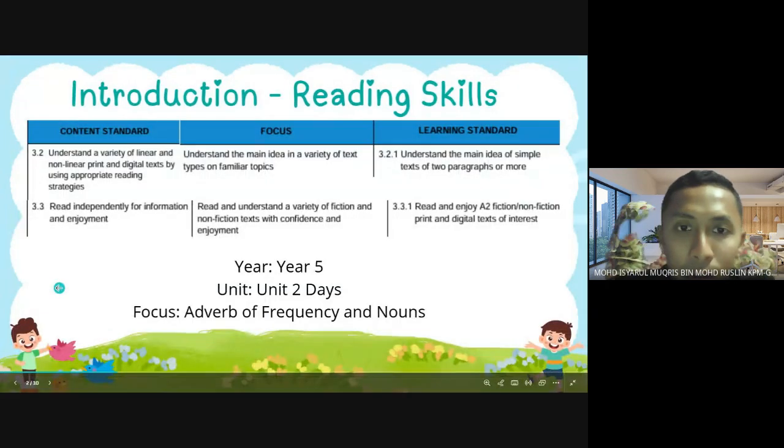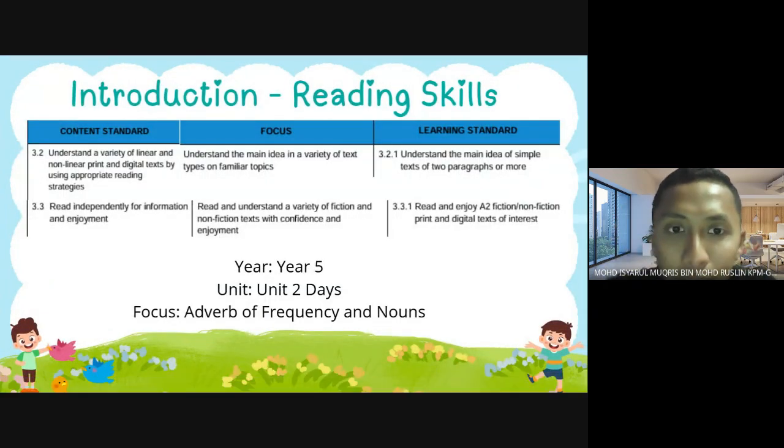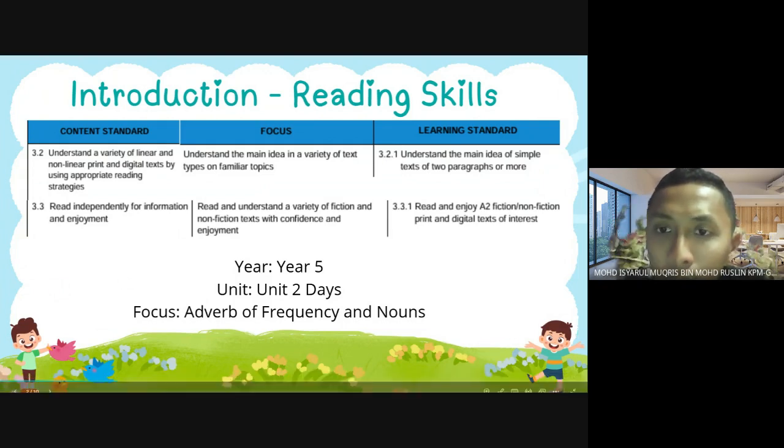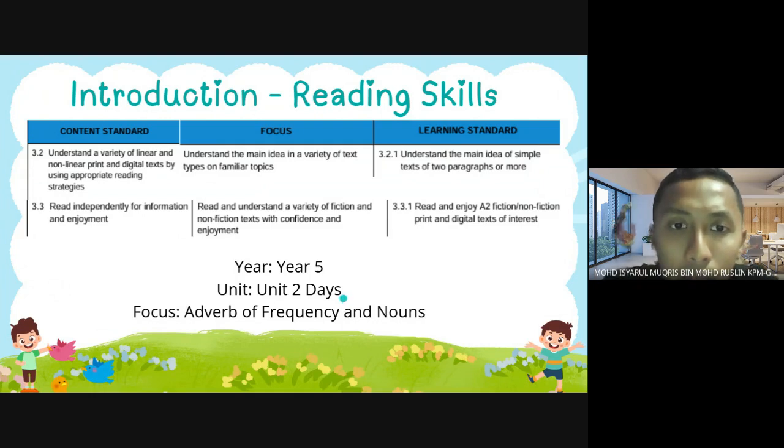Right, so today I'm going to present the teaching material that I have designed. It is for Year 5, based on Unit 2, Days. The focus is on two important grammar items, which are adverbs of frequency and nouns.